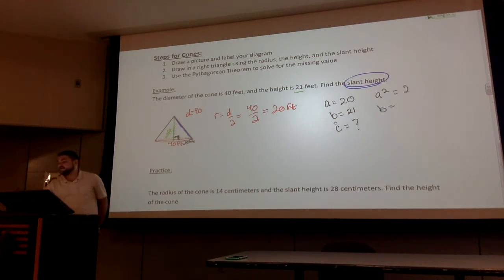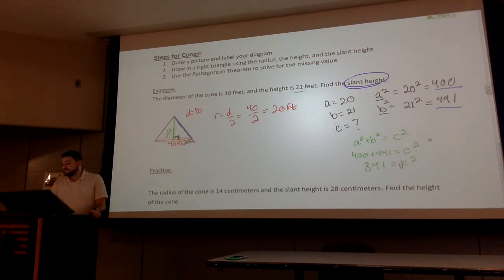So now we're going to solve for A squared and B squared. A squared equals 20 squared, and that equals 400. And B squared equals 21 squared, and that's going to equal 441. Now we can take our formula for A squared plus B squared equals C squared, and substitute in our values for A squared and B squared. So then we're going to get 400 plus 441 equals C squared. Then we can add that 400 and 441 to get 841 equals C squared.